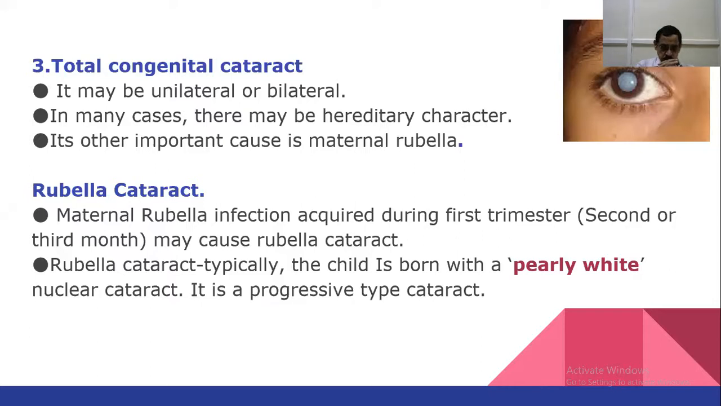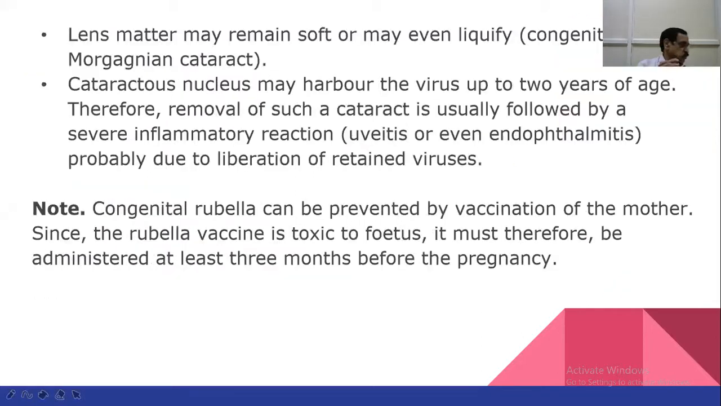Rubella cataract: typically the child is born with a pearly white nuclear cataract. It is a progressive type of cataract. We can see in the diagram, the opacity appears as pearly white nuclear. Lens matter may remain soft or may even liquefy. The liquefied cataract is known as Morgagnian cataract. So it is also called congenital Morgagnian cataract.